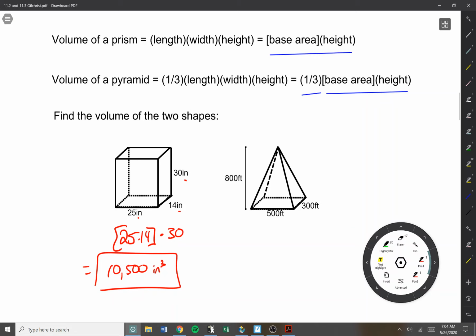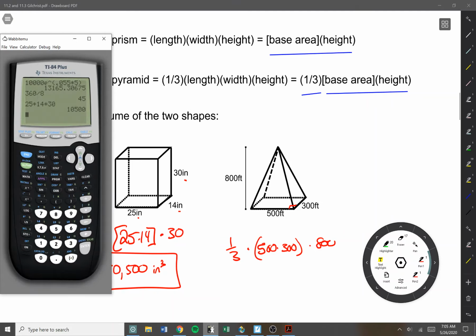Now let's do this. We'll also say this is a rectangle, just to keep things simple. This rectangular pyramid would be the base, which is 500 times 300, times the height, which is 800, all times a third. It's a third times the base times the height. Base area times height is the best way to say that.